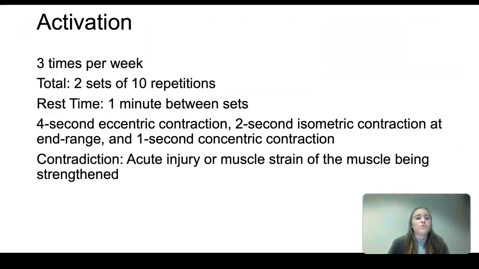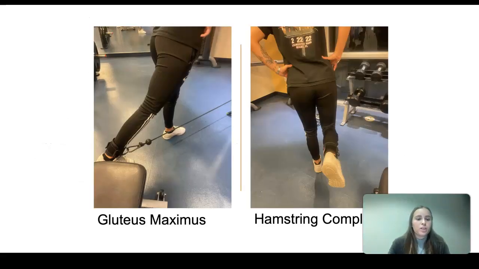Activation will be used for the underactive muscles. This will happen 3 times per week, 2 sets of 10 repetitions, 1 minute between sets. They will follow a 4-2-1 pattern, and a contraindication could be that the muscle being strengthened could have a muscular strain or acute injury.